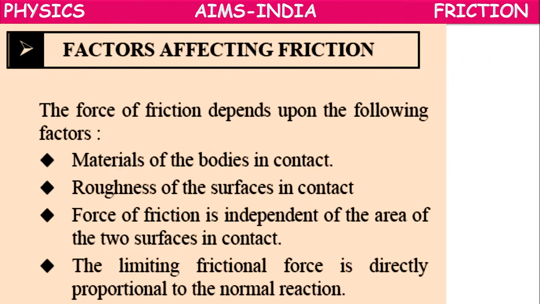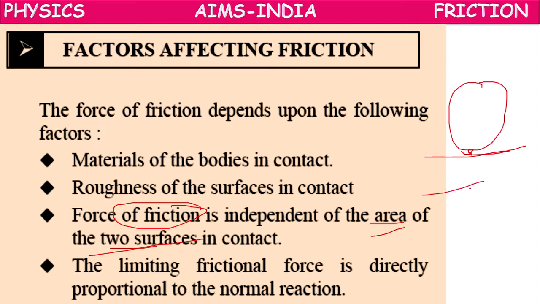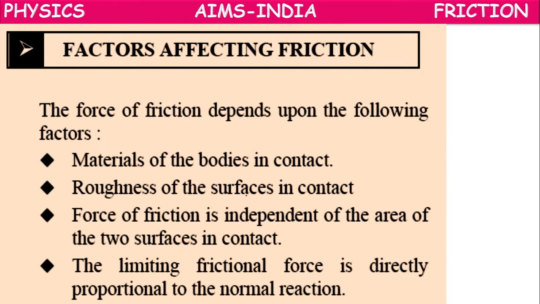And one more thing, it depends on the area of contact, the area of the two surfaces in contact. In rolling friction, the area of contact is very less compared to sliding friction. So this is a ball. At any time, only some portion is in contact with the ground. But for the block, the total bottom surface is in contact with the ground. So it depends on the area of contact.